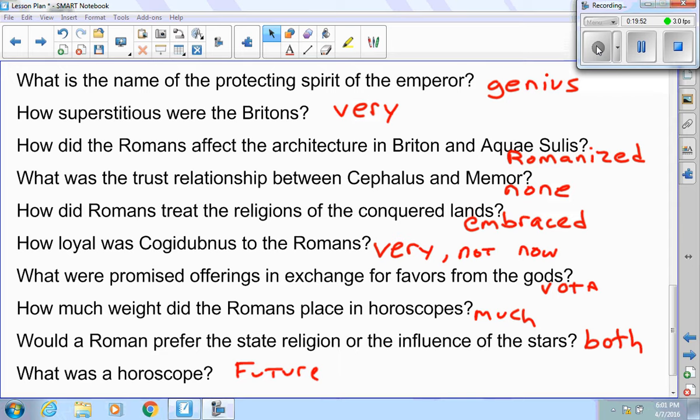How did the Romans affect the architecture in Britain? They Romanized everything. They put concrete everywhere and columns and all that stuff you see in Rome. What was the trust relationship between Cephalus and Memor? Well, considering that he wrote a letter and sent it to the guy that Memor was trying to kill, I think that Cephalus did not trust Memor at all. How did the Romans treat religions of the conquered lands? They embraced them? Yes, they did, and they even integrated them into their own religion.